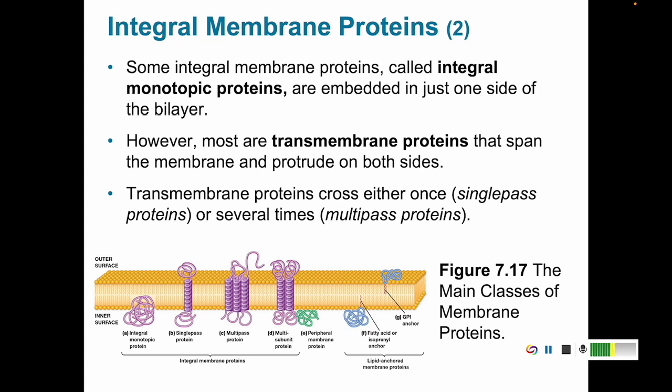Transmembrane proteins can cross the membrane just once. That would be the single pass protein. Or they can pass multiple times. So this protein starts inside, then it goes out, then in, then out, then in, then out. So it's got multiple hydrophilic regions and multiple hydrophobic regions.